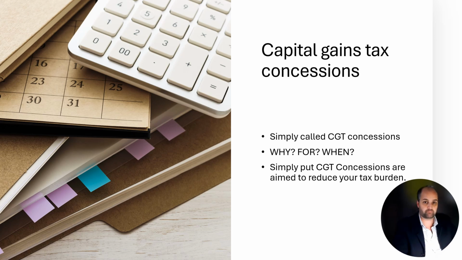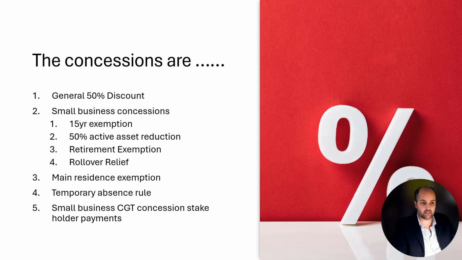Now, there is also, if you get a capital loss, you apply that to the following years when you get a capital gain. You can only apply your capital loss in following years when you do have a capital gain. If you have no capital gain, then you won't be able to use that. It will just keep rolling over. So, what are the concessions?